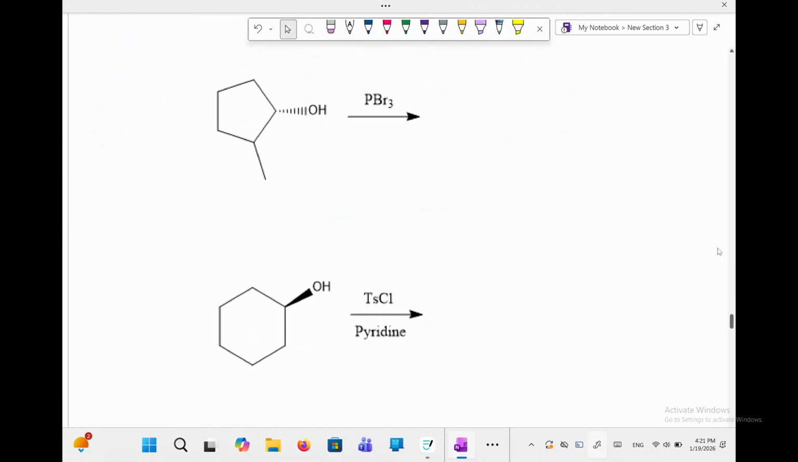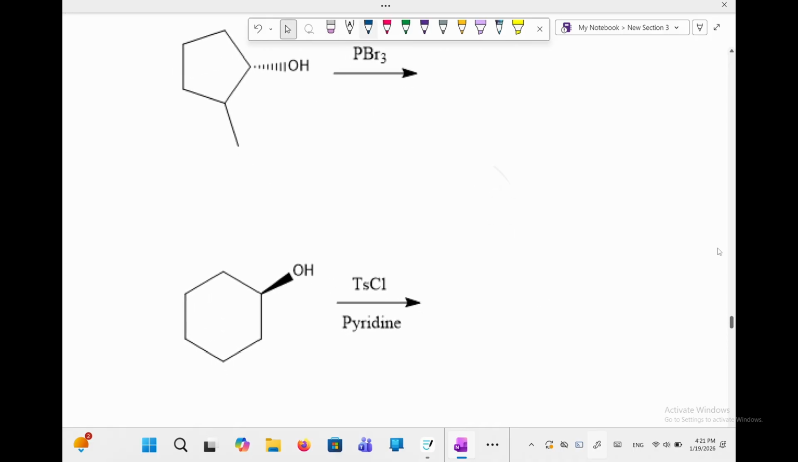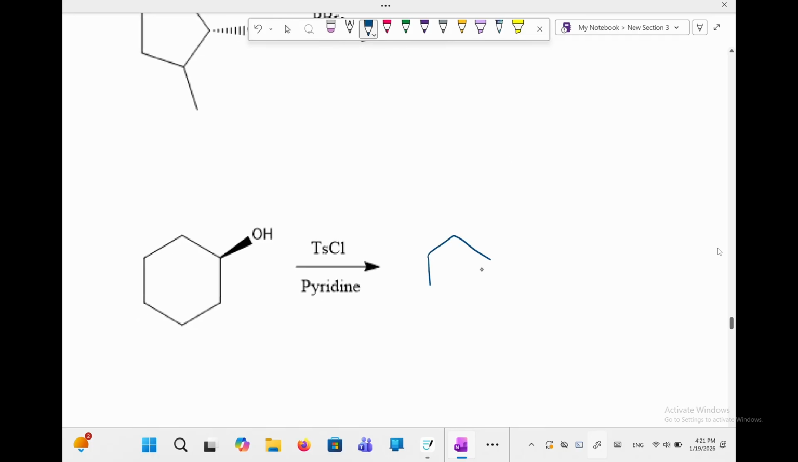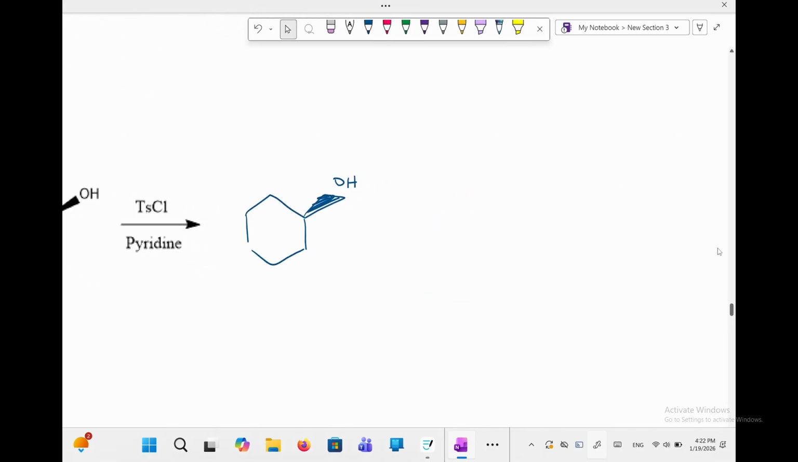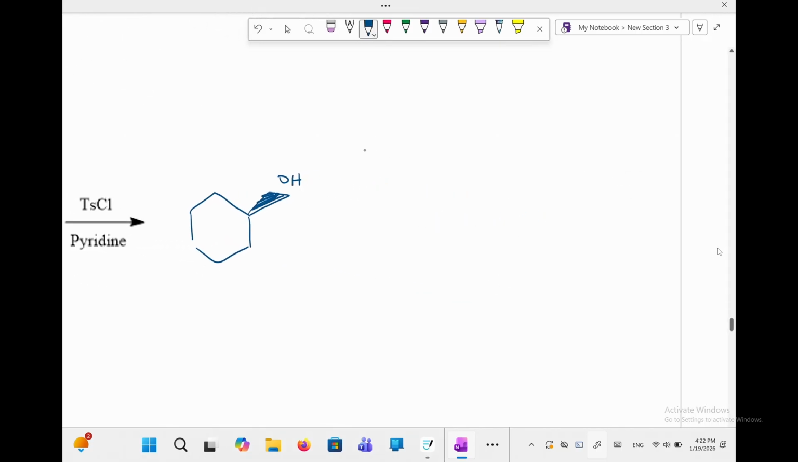Same thing with PBr3, but for tosyl chloride, TsCl, it works differently. Okay, so the alcohol is going to act as the nucleophile when it attacks tosyl chloride. Oh my gosh, it's so cool. This is tosyl chloride. And so the way this acts is that the oxygen is going to bond with sulfur and displace that chlorine.